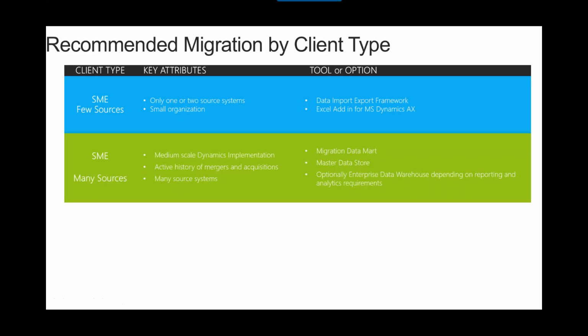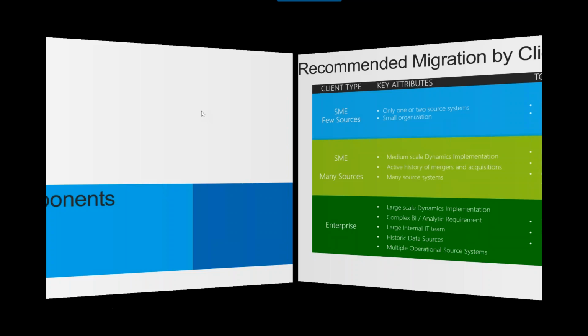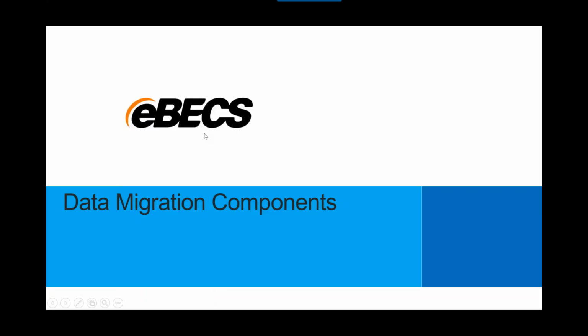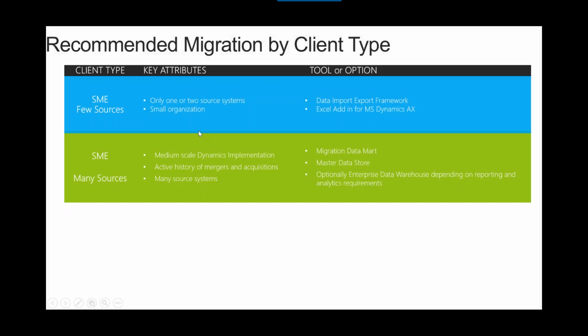The minute you get into an enterprise that has many sources of data, let's say you have 5 or 6 legacy systems, or let's say you have an active history of mergers and acquisitions, at that point, we're going to recommend a migration data mart. It really is in your best effort and is going to be cost and time savings in the long run. Potentially a master data store as well, depending on how many source systems you have and depending also on how many systems you will have in the future.